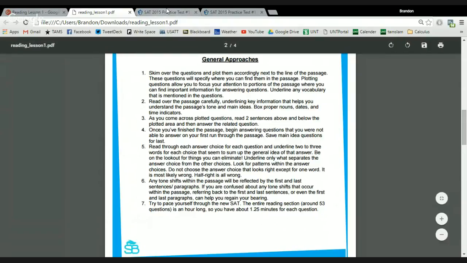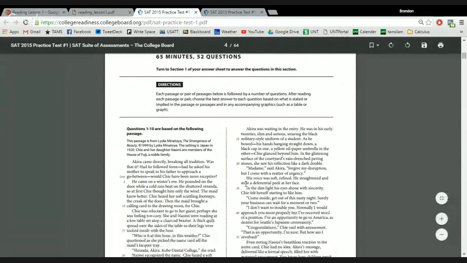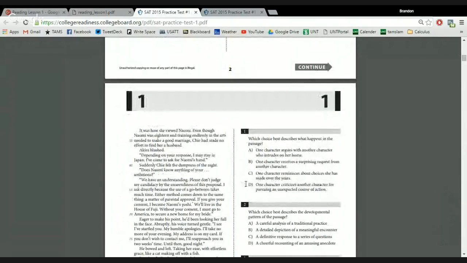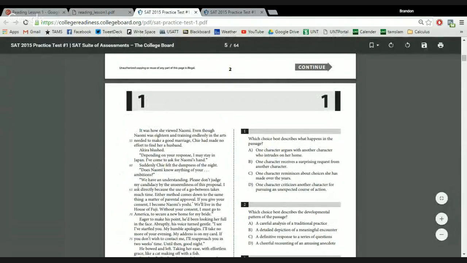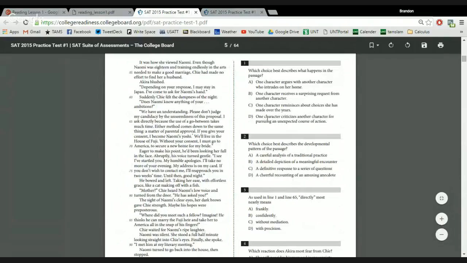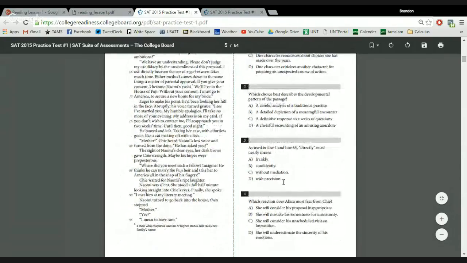So we're going to go to the practice test here, and we're going to look at this College Board released. We're going to look at the first passage and see what we can do with that strategy we just learned about here. Okay. So which choice best describes what happened in the passage? This does not contain that line, so you can skip that. This is not either, skip that. And what do you know?